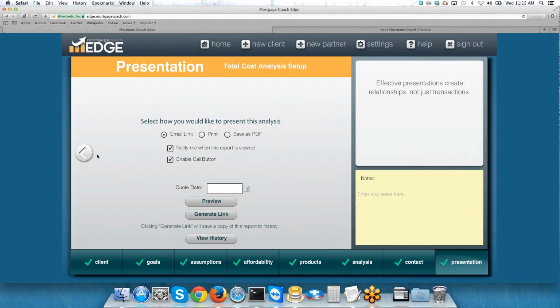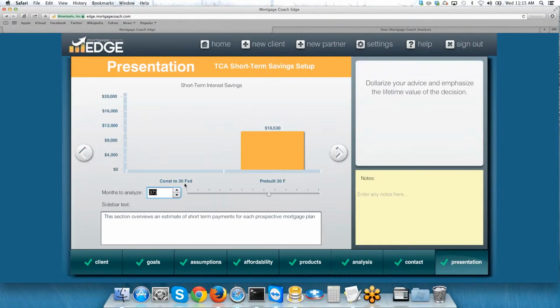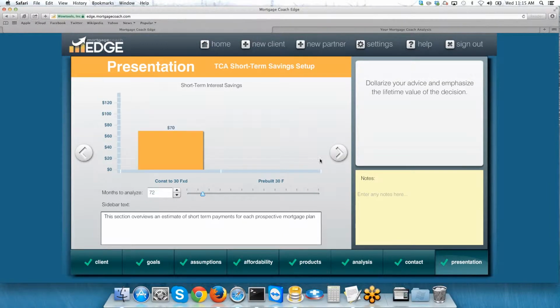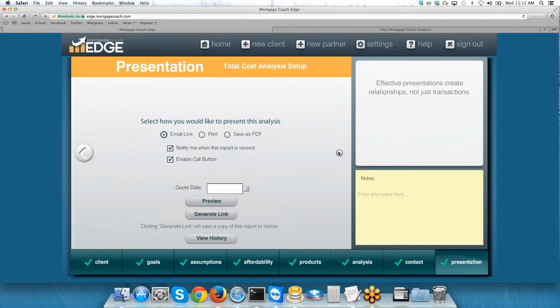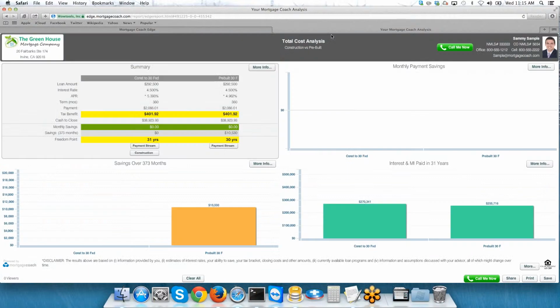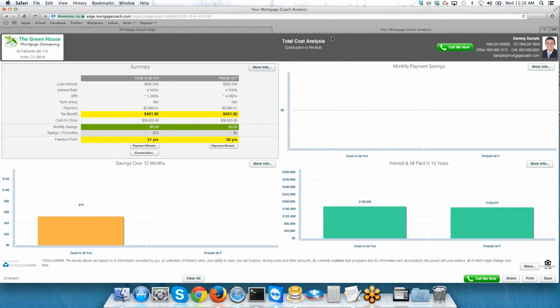Now let's go back and we'll select a shorter term area. So for my midterm, I'm going to select, let's say, 72 months. And then for my long term, I'm going to select 15 years. And then we'll jump back over to our presentation. We're going to wait for it to update. And you can see that the construction loan in the early term is actually showing a savings versus the pre-built.